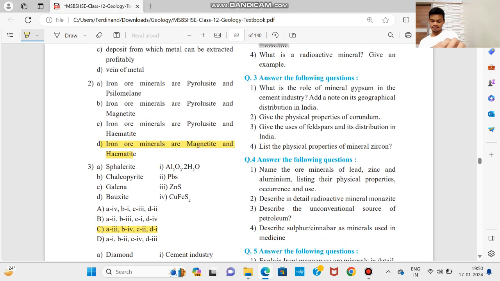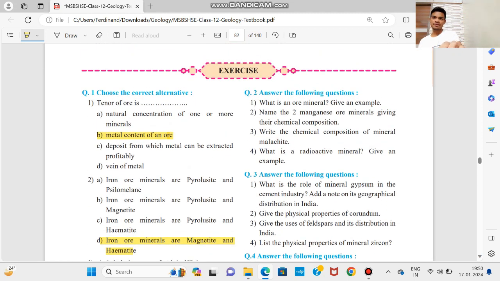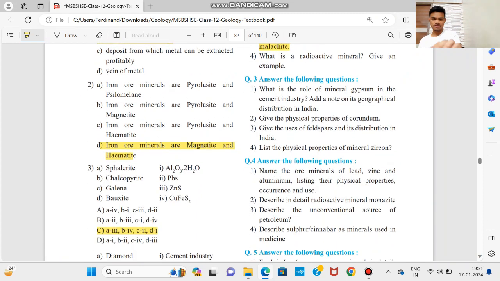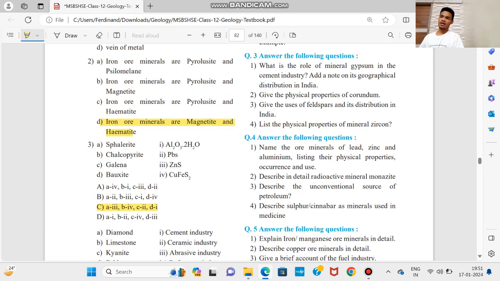Next is question number 2. What is an ore mineral? At the start we did it. This is also done. Write the chemical composition of malachite. Malachite is also given: CuCO3.Cu(OH)2. What is a radioactive mineral? That is also discussed. So that's it for this chapter.